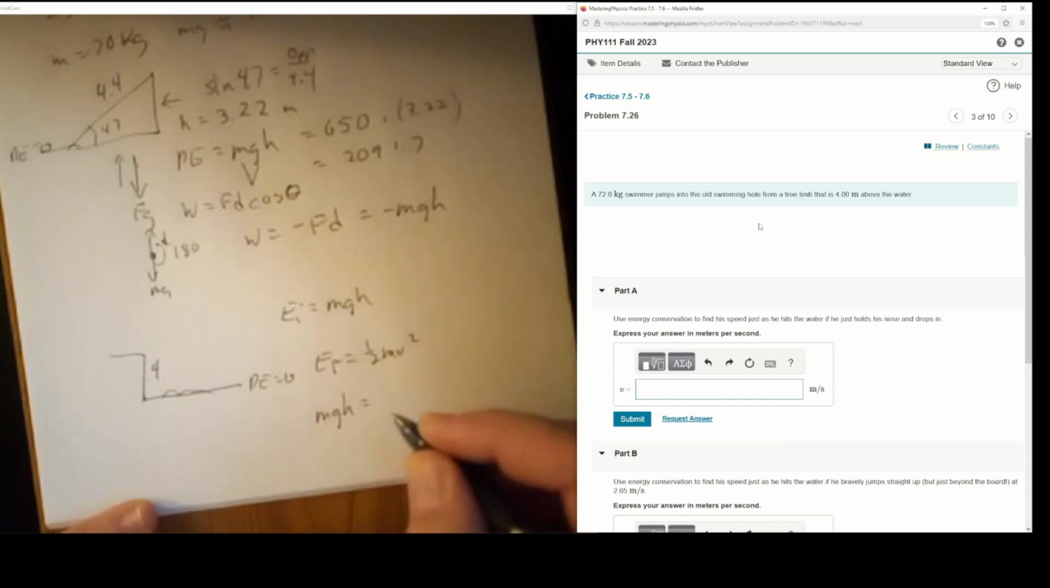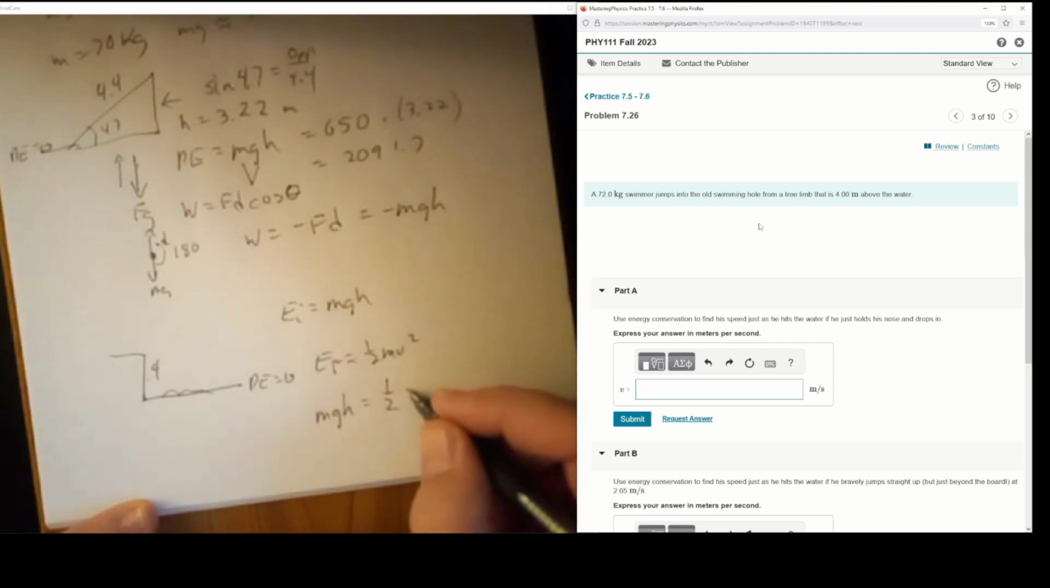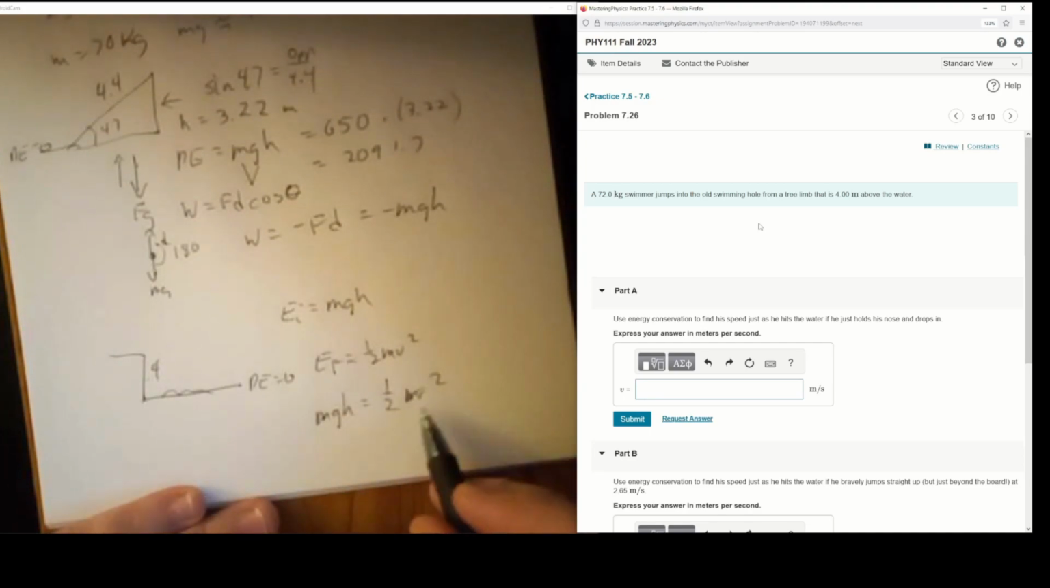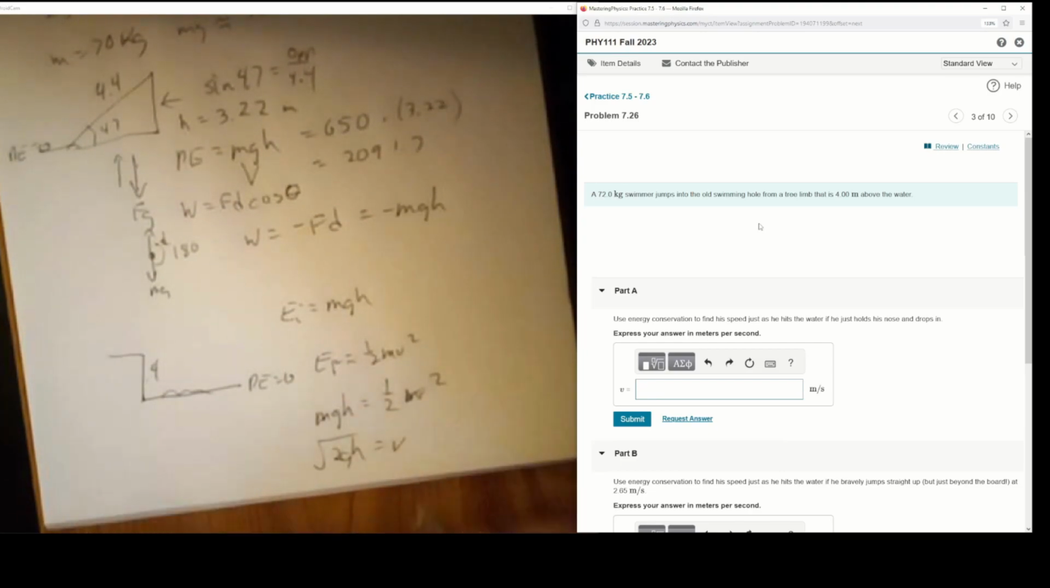So the initial gravitational potential energy has to equal kinetic energy when you hit the water. Mass cancels here, and we're looking for velocity. So just multiply both sides by 2, take the square root, and we have our velocity.